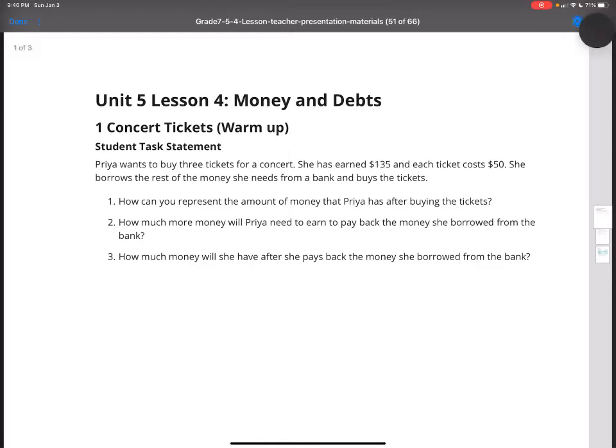Okay, so let's do some annotations. It's saying that she has earned $135 and each ticket costs $50. Now, at the beginning of the problem, it told us how many tickets she wants to buy, which is 3 tickets, okay? So, she has $135, which would be a positive number.